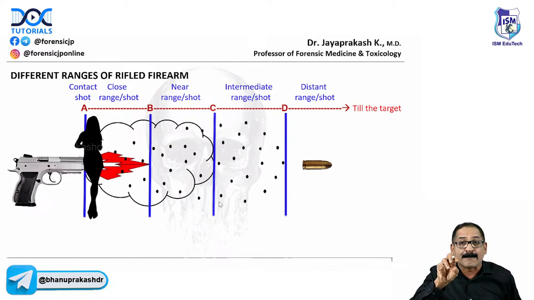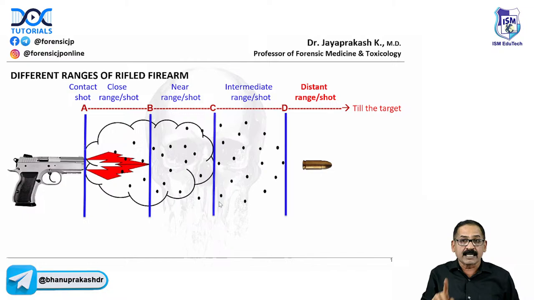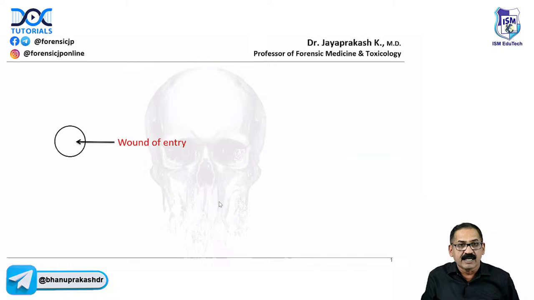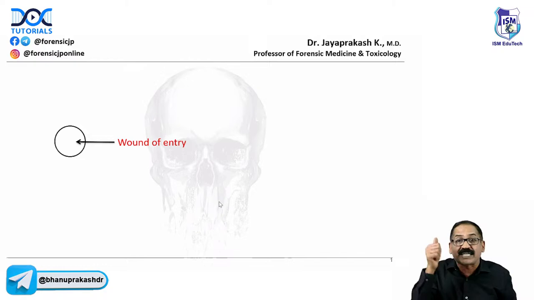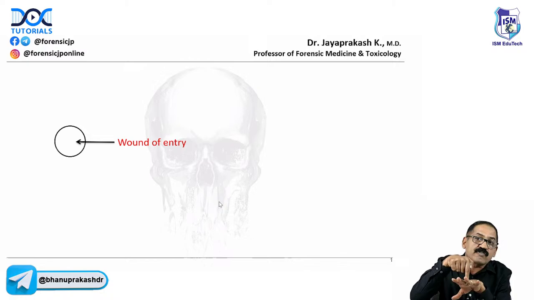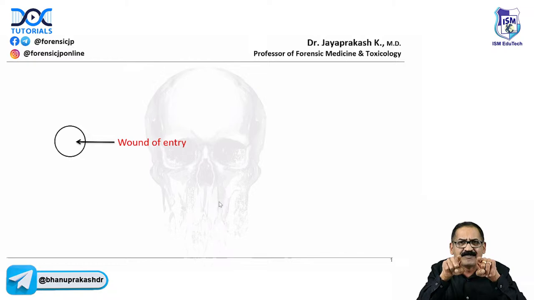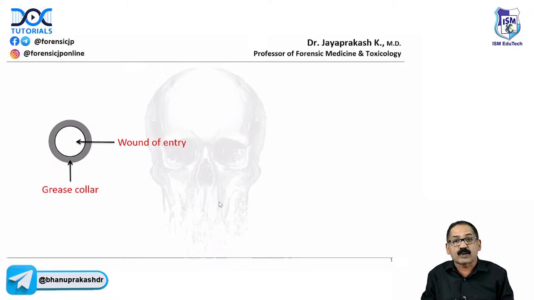Okay. Now, coming to number one, distant range means only the bullet hits the person. What happens in case of firing at a distant range? As you know very well, the bullet causes a wound of entry. At the same time, once the bullet is passing through the barrel, all the grease used for lubrication of the barrel to prevent rusting, or some fibers, all the debris from the environment which enters into the barrel, is taken along with the bullet. And once the bullet causes the wound of entry, these foreign bodies or debris or even grease get wiped around the margins of the wound, which gives rise to a condition called grease collar.